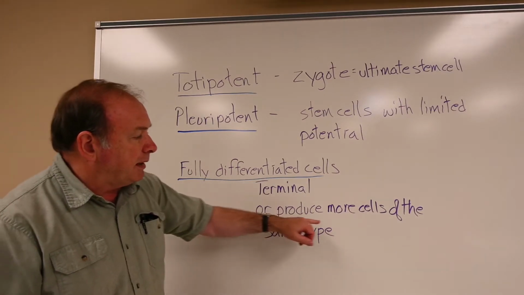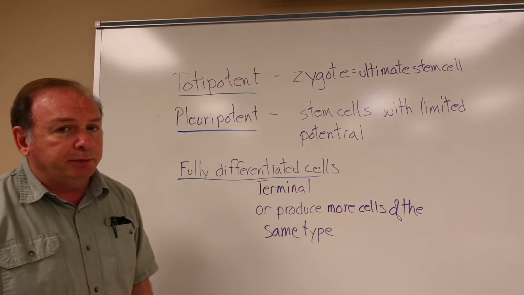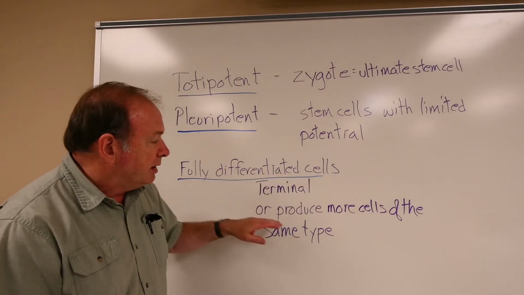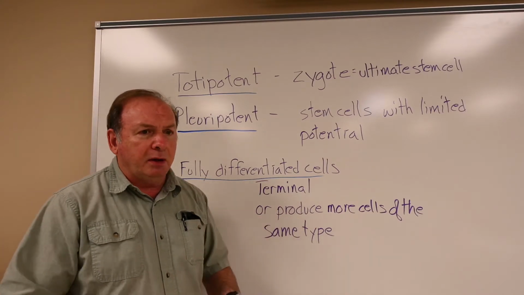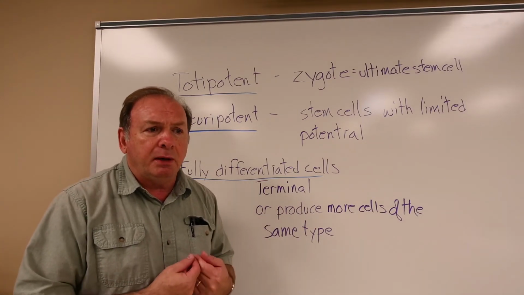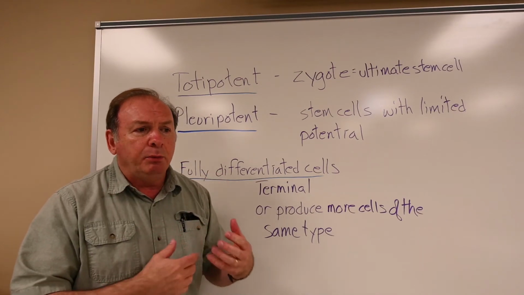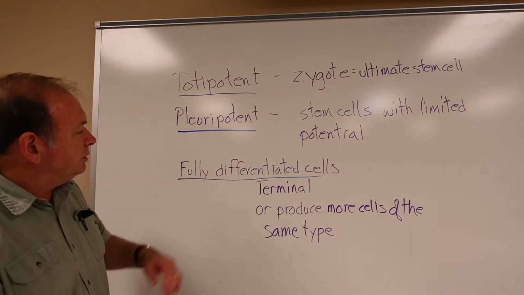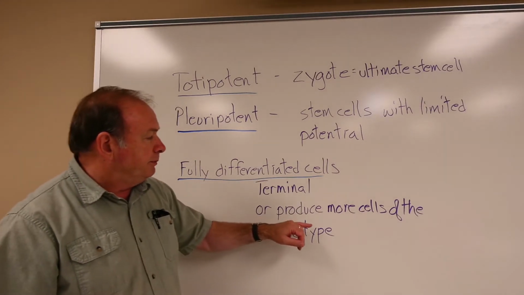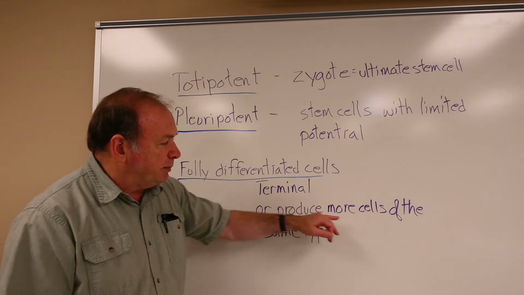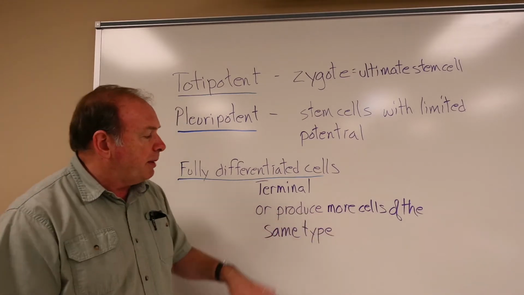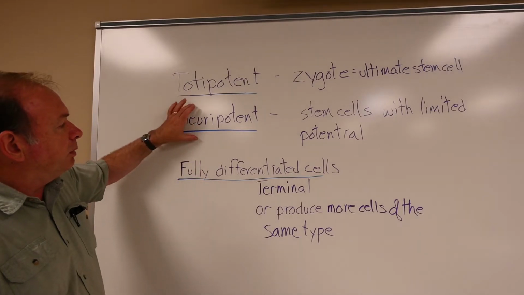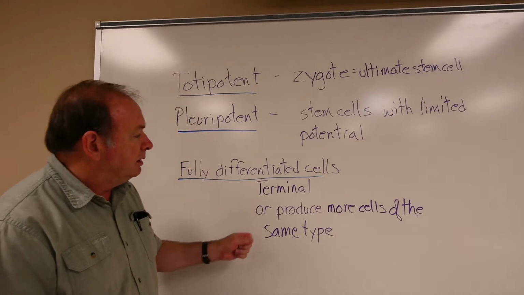And then there are some that can produce more cells of the same type. They still are fully differentiated cells, but they will produce more cells of, say, skin cells, the lining of your oral cavity, places where you see a turnover in cells frequently, in some connective tissues and so on. These are fully differentiated cells, but they still are undergoing cell divisions to make more of the same cell type. So these are different stages: totipotent, pluripotent, or fully differentiated.